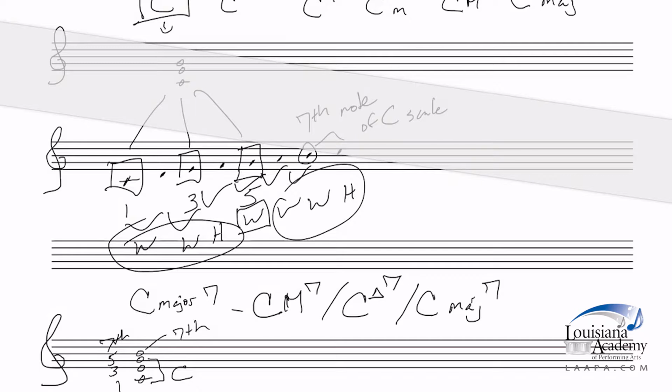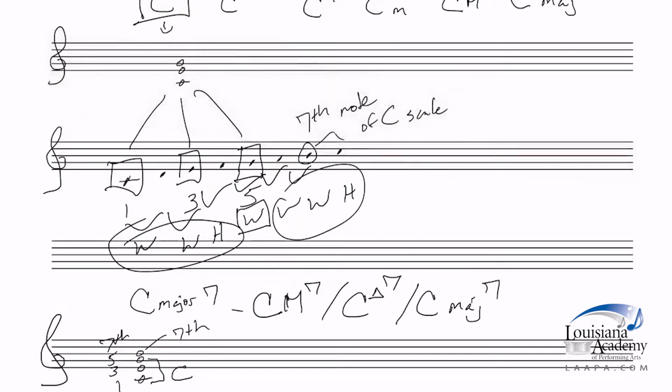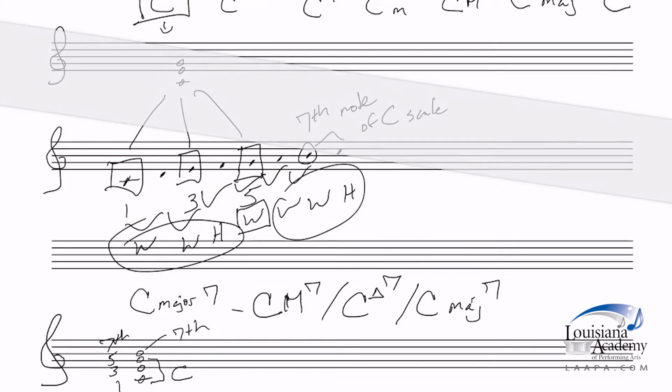Those are the big ones, yeah. So big M, triangle, M-A-J. They all mean the same thing, okay? C major 7. Oh, I forgot an extra one up here. What if you just have the C and then a 7, okay?